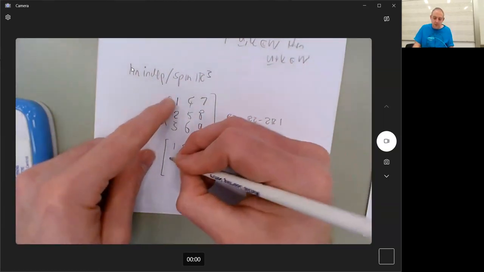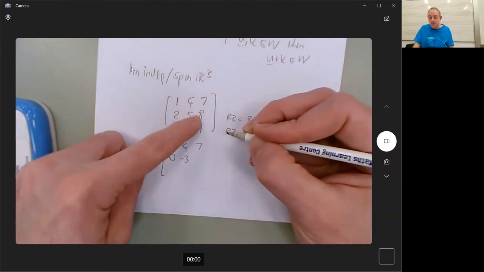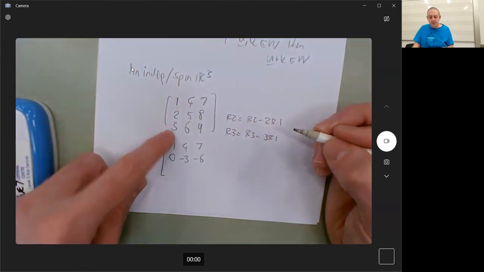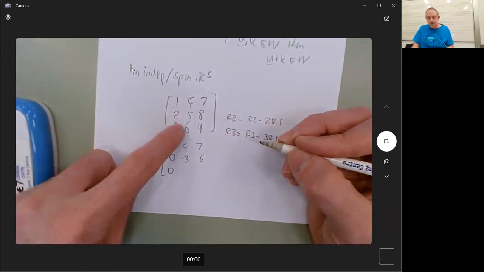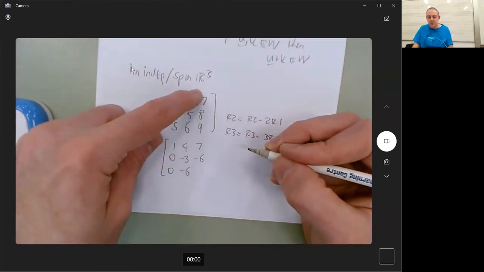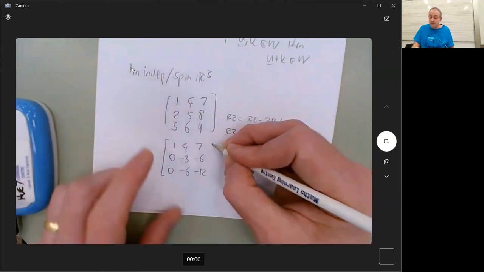So 2 minus 2 times 1 is 0. 5 minus 2 times 4 is 5 minus 8, which is -3. 8 minus 2 times 7 is -6, I think. 3 minus 3 times 1 is 0, because that was the point. 6 minus 3 times 4 is -6. And 9 minus 3 times 7 is 9 minus 21, which is -12.